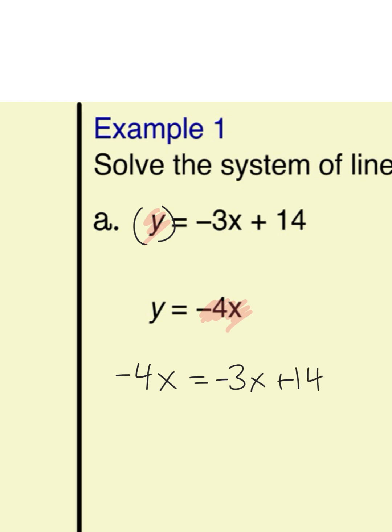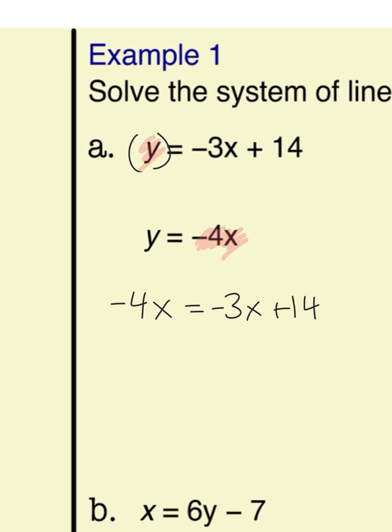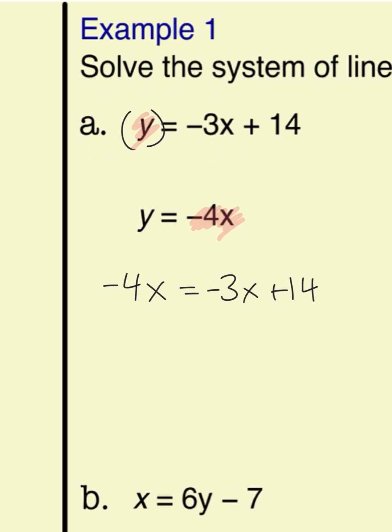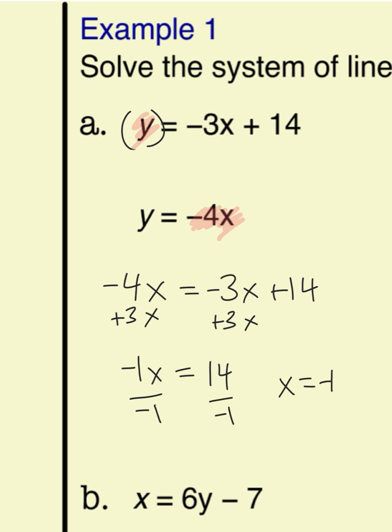Now I have an equation with just one variable, x, and we know how to solve for one variable. We're going to combine like terms. I'm going to add 3x to this negative 4x. So now I have negative 1x equals 14. Divide by negative 1, and x equals negative 14.